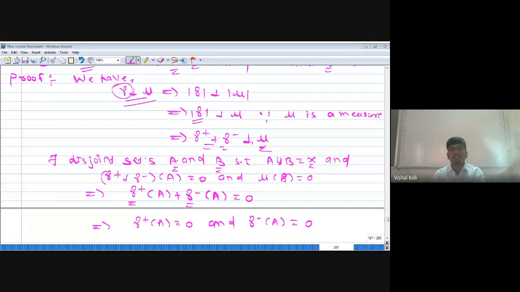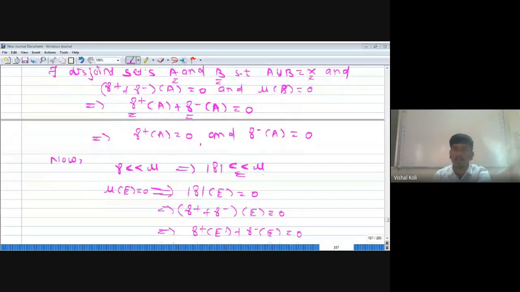As these two measures are mutually singular, then we have to use the definition of mutually singular measures. Then there exist two disjoint sets A and B, such that A union B is X, and first measure of A will be equal to 0 and second measure of B is equal to 0. Now gamma plus of A plus gamma minus of A equal to 0. But gamma plus and gamma minus are two measures. As they are measures, their values will be greater than or equal to 0. But their sum is equal to 0, and this will be possible if and only if both are equal to 0. So from this we get gamma plus of A equal to 0 and gamma minus of A equal to 0, which is just from the definition of mutually singular measures.